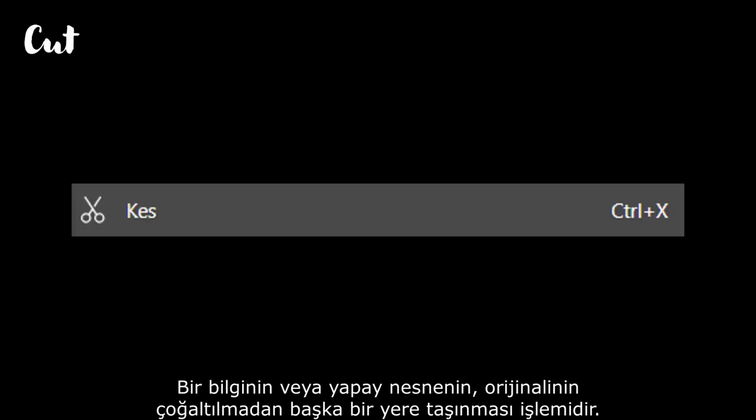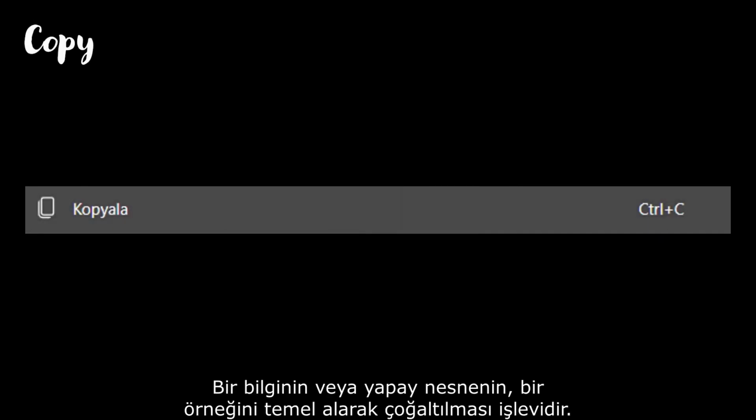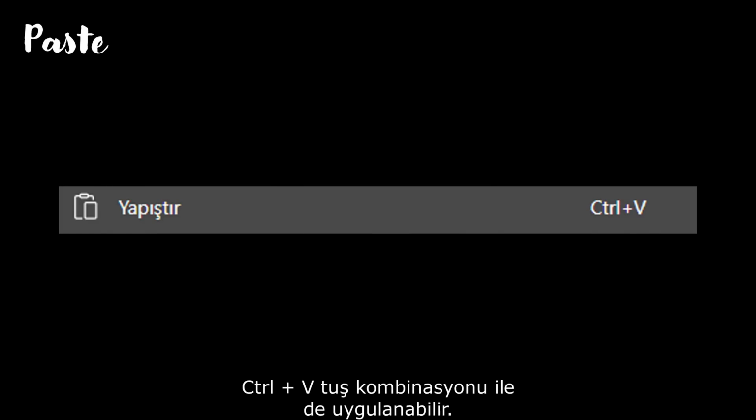Cut. It is the process of moving an information or artifact to another place without duplicating the original. It can also be applied with the CTRL plus X key combination. Copy. It is the function of reproducing an information or artificial object based on an instance of it. Paste. It is the process of sending an information or artificial object to the desired location in the computer. It can also be applied with the CTRL plus V key combination.